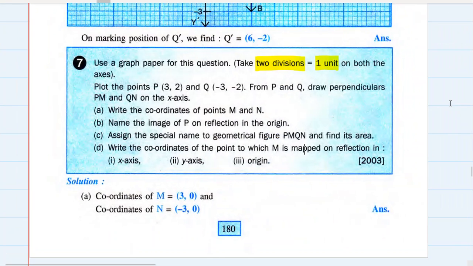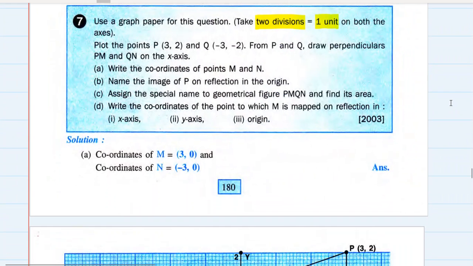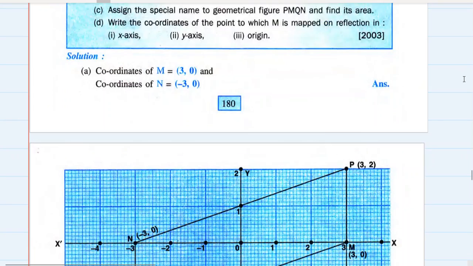Okay, so now you know what will be your scale. 2 divisions is equal to 1 unit. That means 2 centimeter is equal to 1 unit. Then you have to plot these points P and Q. Plotting is not a big deal. You can plot easily. From point P and Q, draw perpendiculars PM and QN on the x-axis. That is also okay. We can draw perpendiculars from these 2 points. Write the coordinates of point M and N.